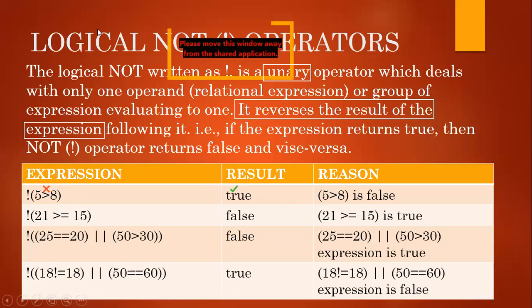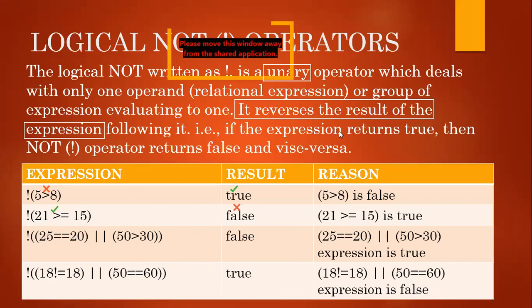Now let's look at another example. 21 is greater than or equal to 15. Is it true? Yes, 21 is greater than 15. So this is true. But the interesting part is there is a NOT in front of it. The NOT operator will reverse the outcome, and that's why though the expression is true, the NOT will reverse it and it will return false. So you find why it is false? Because this expression comes out to be true.